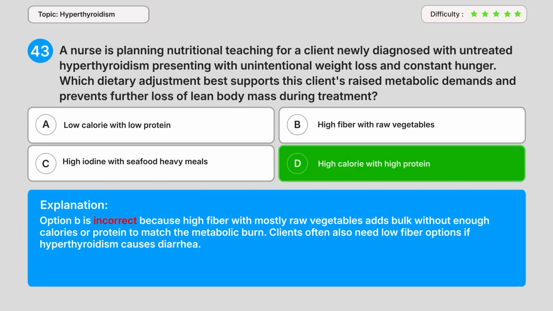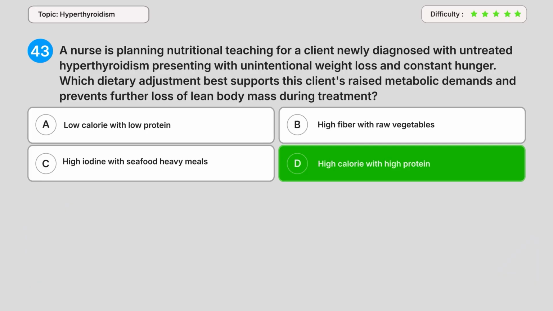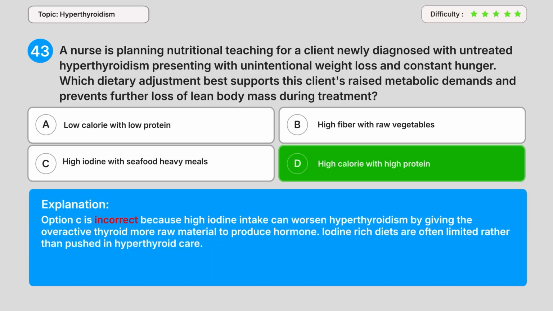Option B is incorrect because high fibre with mostly raw vegetables adds bulk without enough calories or protein to match the metabolic burn. Clients often also need low fibre options if hyperthyroidism causes diarrhea. Option C is incorrect because high iodine intake can worsen hyperthyroidism by giving the overactive thyroid more raw material to produce hormone. Iodine-rich diets are often limited rather than pushed in hyperthyroid care.